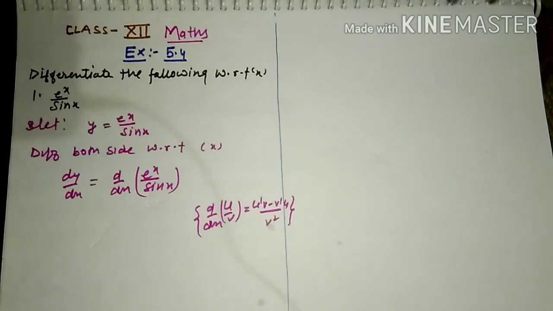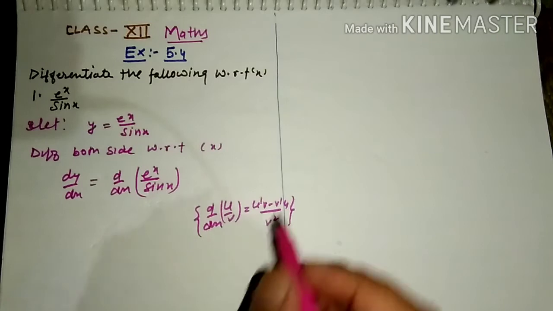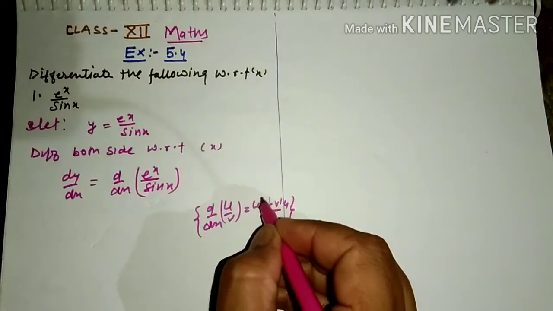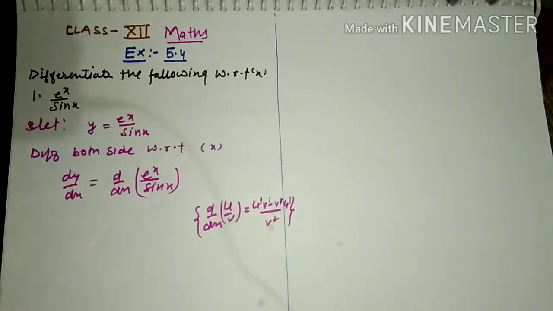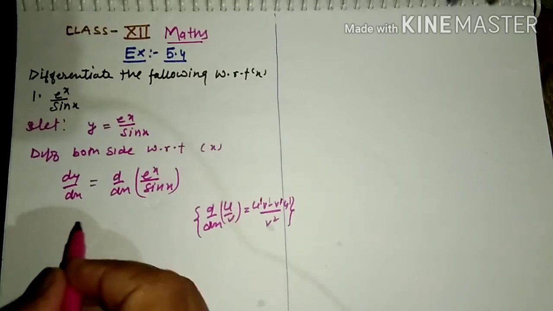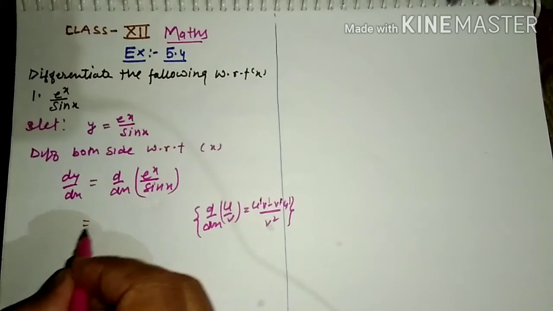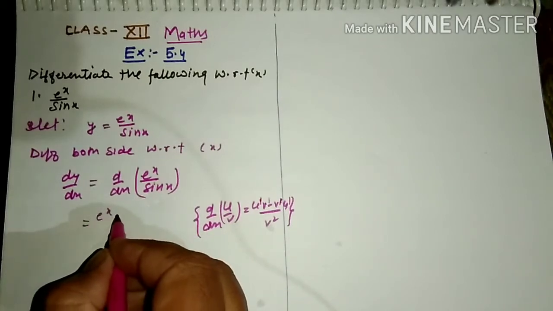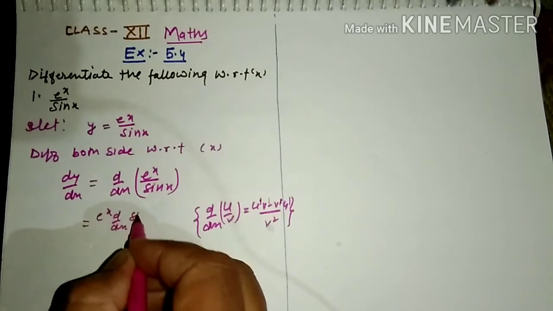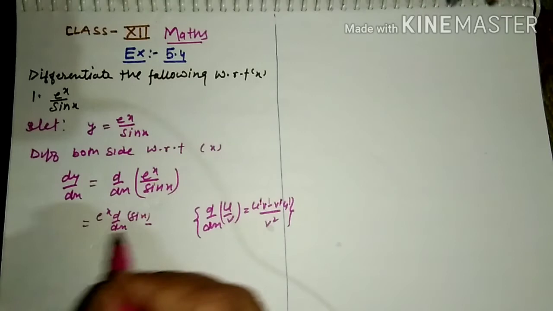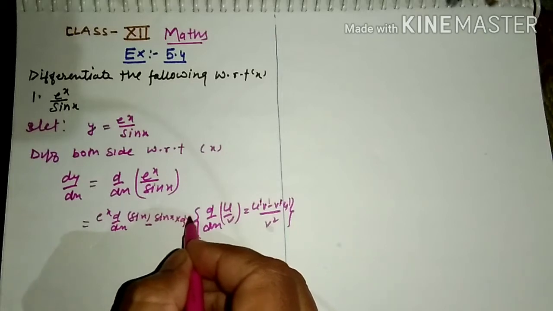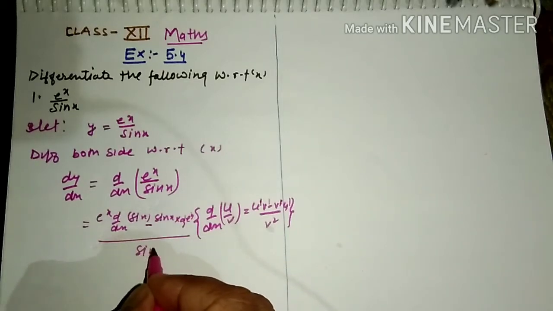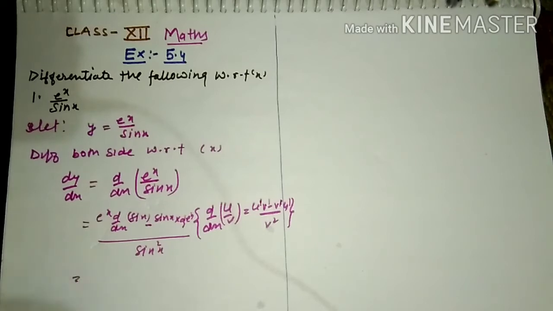So first of all we differentiate this, and we have v u dash minus v dash u. So we find the differentiation of this. We have e to the power x, first of all, remaining the same, and the differentiation of sin x, minus sin x remaining the same, and the differentiation of e to the power x, upon sin x whole square.